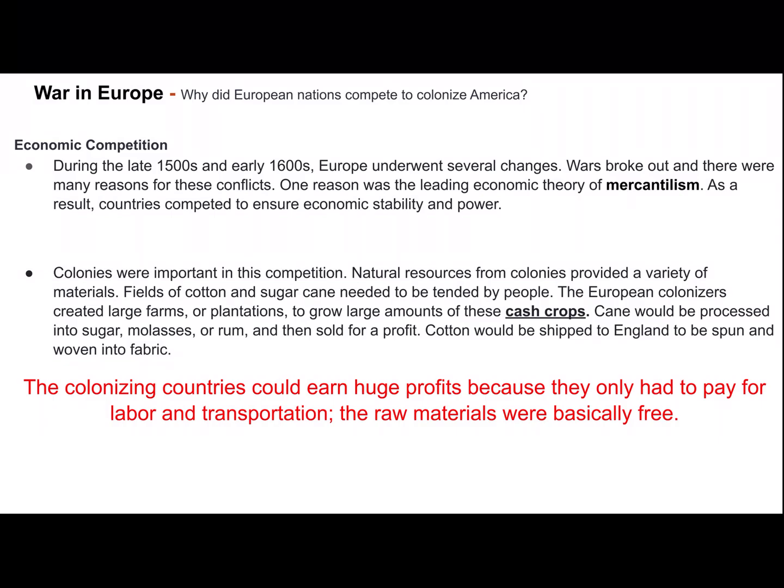So here's what's key, and this is what makes this so important. The colonizing countries get huge profits because basically they're only paying for that labor and transportation. The raw material itself is free. So think about that. If you're building a house and the materials themselves are free and you're only paying for the labor of creating it, you're going to see that it's going to be a much cheaper process. And that's exactly what's happening with these mother and parent countries.